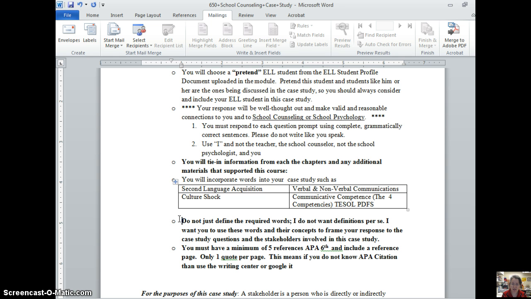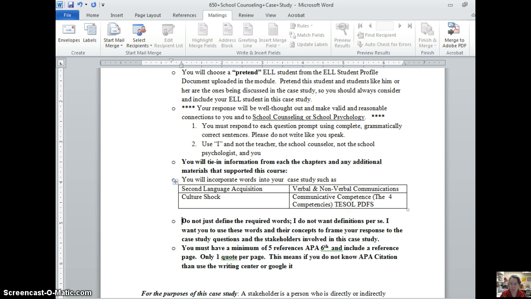I know the definitions. You have to pretend that the rest of the committee, other than the ELL teacher of course, may not be as aware as you are of these kinds of terminologies that impact second language learners, especially with respect to assessment.